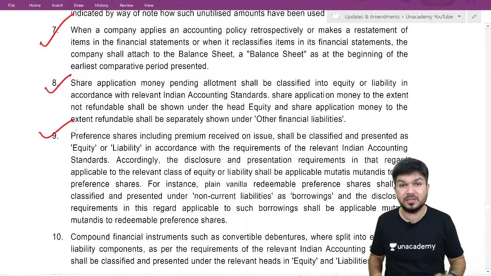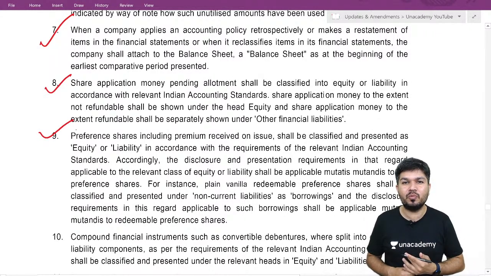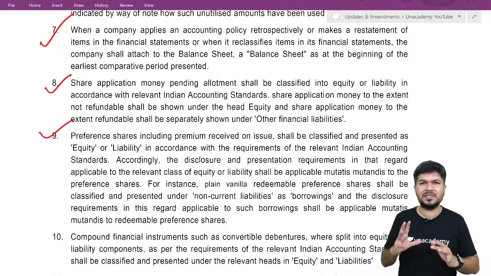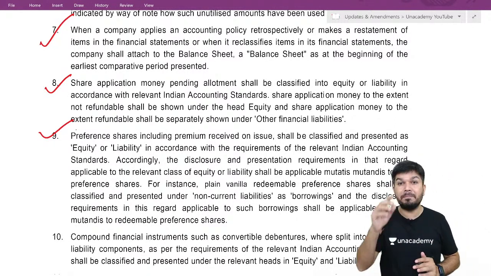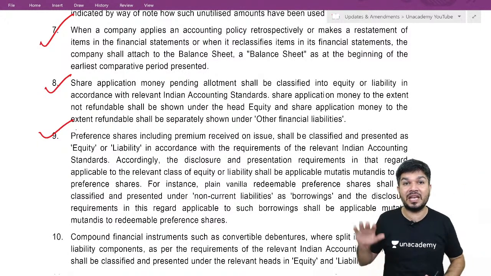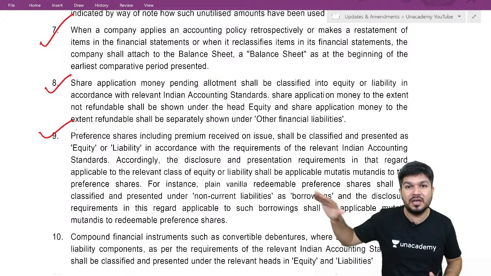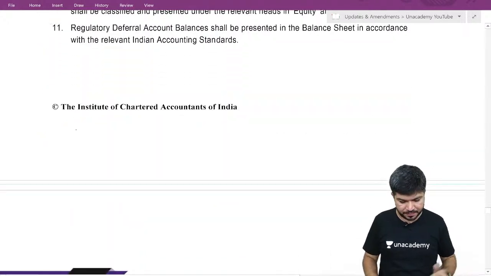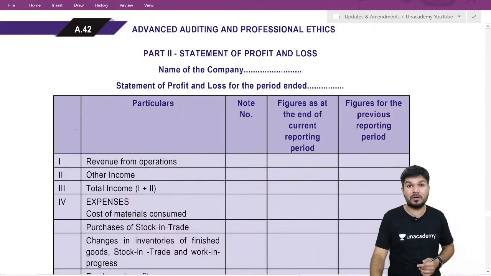Preference shares: normal redeemable, plain vanilla redeemable preference shares come under your liability. But if preference shares are convertible, a compound financial instrument, the equity component will come under other equity and the liability component will come under your financial liabilities. Okay, this was your balance sheet part.